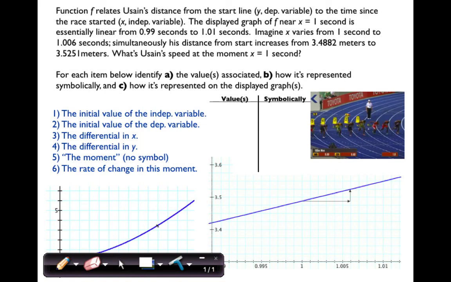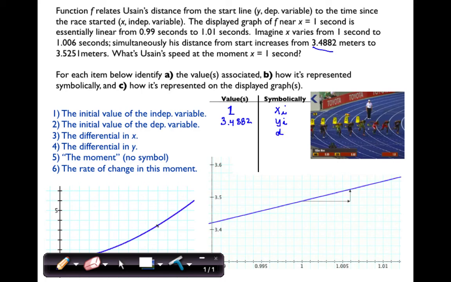All right. So it's 1 second. That's x initial. The initial value of the dependent variable, so that's the starting position, or y value. That one, right? 3.4882, which is the number of meters, but that's the initial value of y.